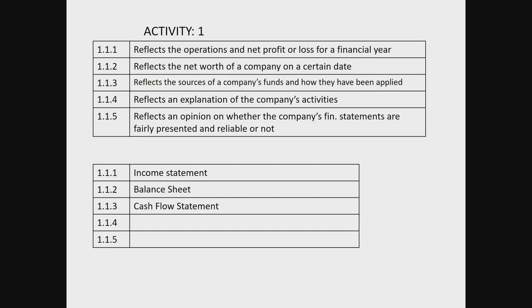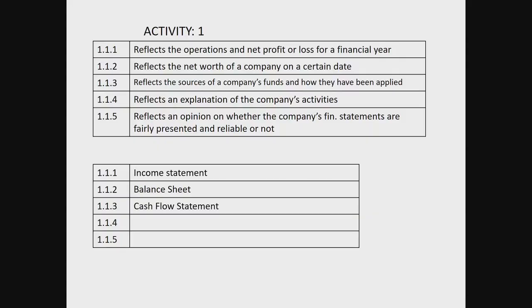Okay. In 1.1.4, they're talking about what reflects an explanation of the company's activities. Normally the shareholders, who are the owners of the company, appoint people at the beginning of the year to manage the company on their behalf. This appointment is normally done at the annual general meeting. They decide who are the people responsible to manage the company on the shareholders' behalf. And those people then will have to come and report back to the shareholders at the next annual general meeting. Okay? The people that manage the company are called directors, and the directors will have to give a report on what the company was busy with in that particular year.